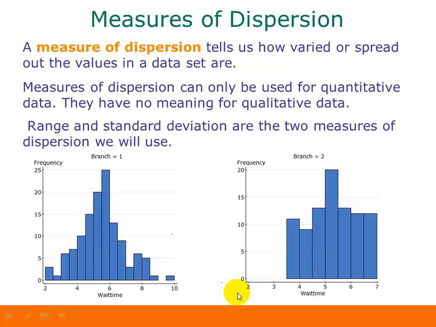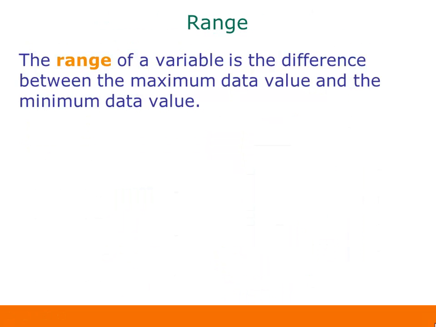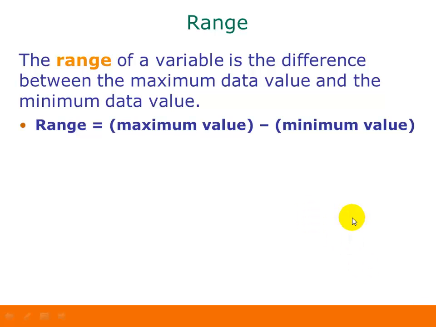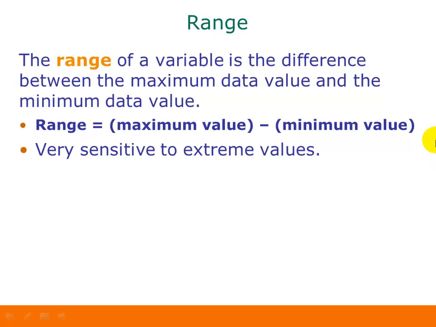So the range of a variable is the difference between the maximum data value and the minimum data value. The formula looks like this. All we're doing is subtracting the minimum value from the maximum value to get the range. The range as a measure of dispersion is very sensitive to extreme values.